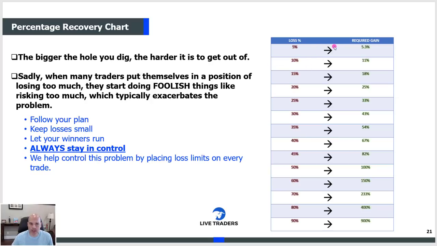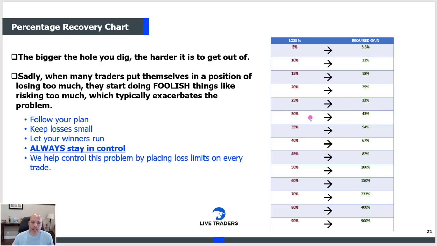See, in the first couple tiers here, 5, 10, 15%, not a big deal. Once you start getting past 25, 30%, the battle becomes so much greater. And it's even harder than this because now you have to lower your risk.